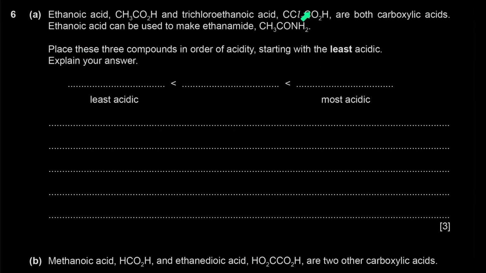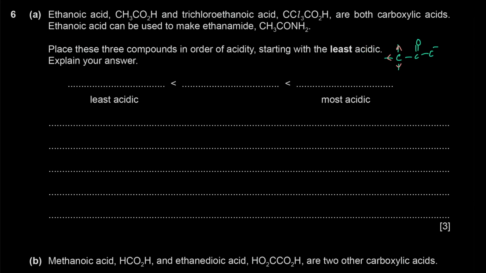Trichloroethanoic acid is the most acidic. Generally speaking, guys, whenever you have more electron withdrawing groups, the withdrawal of electrons weakens the OH bond. Or you can say that the conjugate base is more stable, so the acid is more likely to remain dissociated.